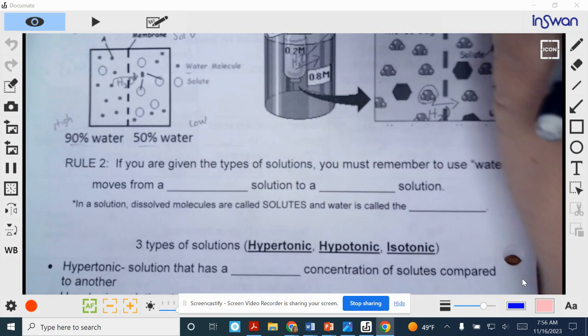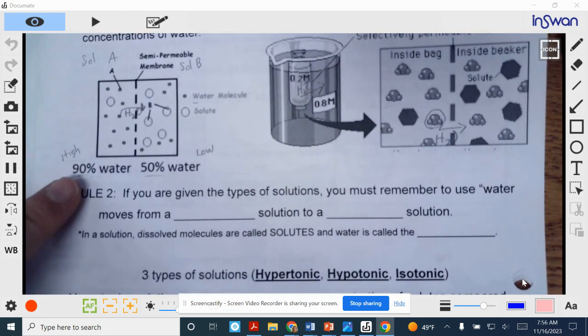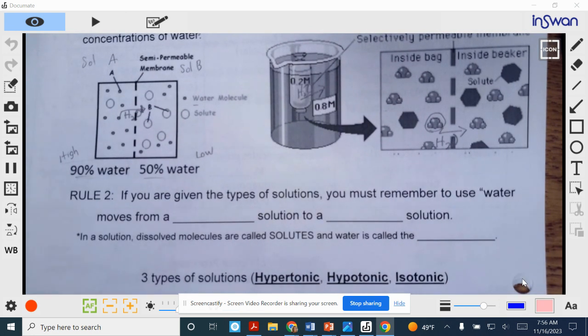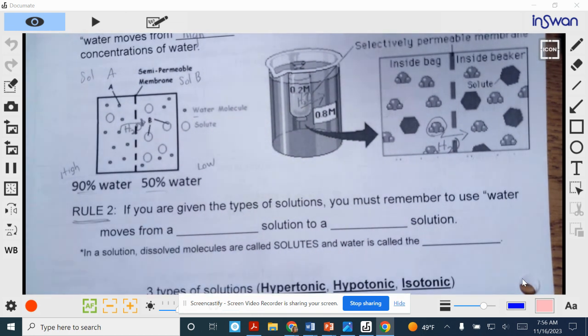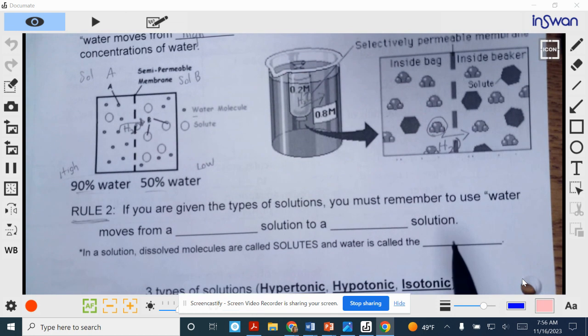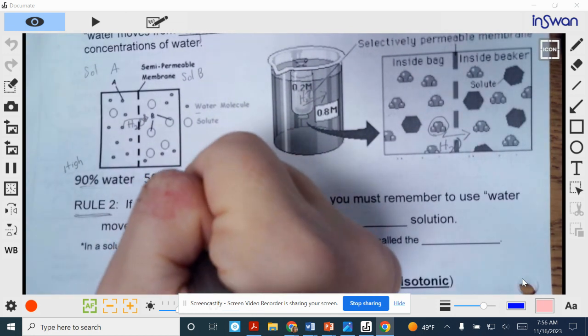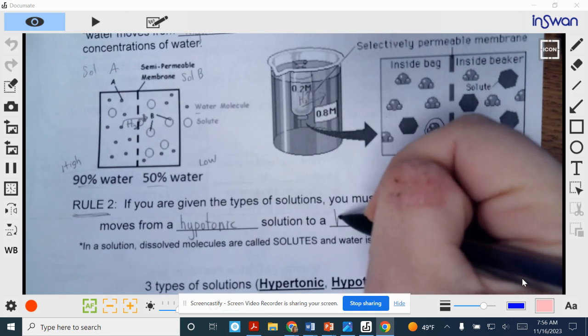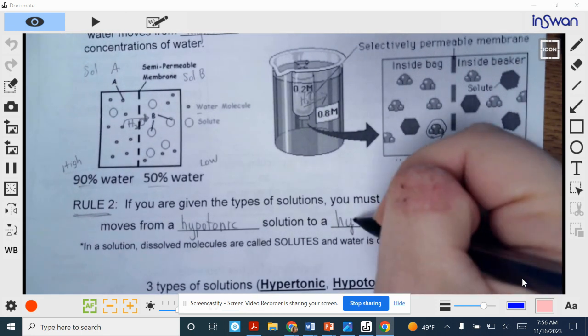Now, sometimes I won't give you percents of water or show you a diagram where you can see a higher concentration of water versus a lower. I might say something like, a cell was placed in a hypertonic solution. In situations like this, you're going to have to remember another rule. This is rule number 2: water always moves from a hypotonic solution to a hypertonic solution.